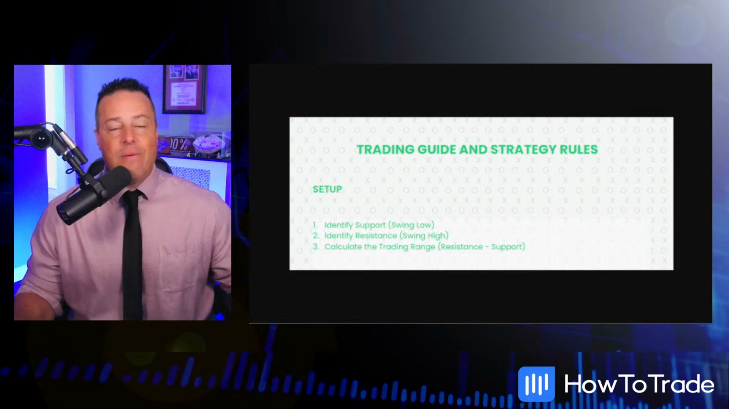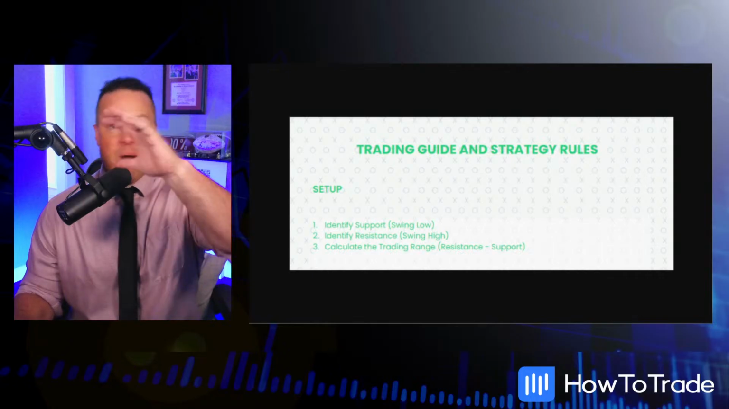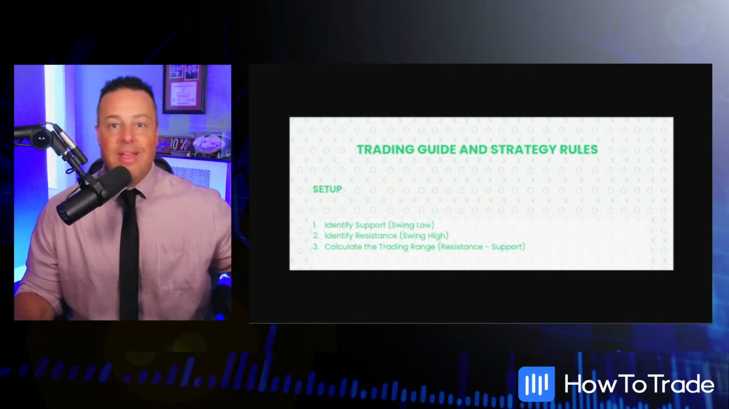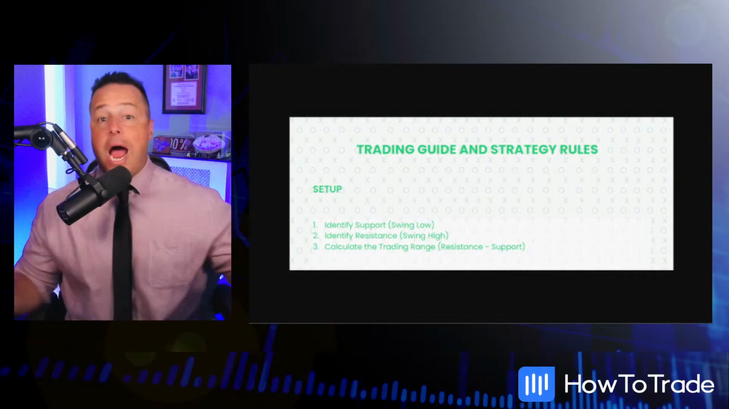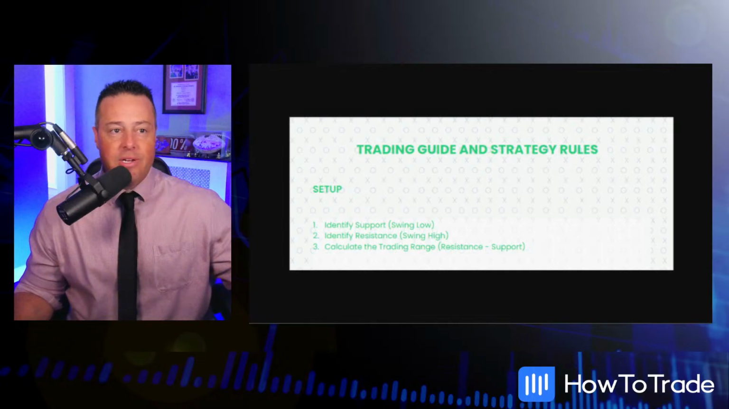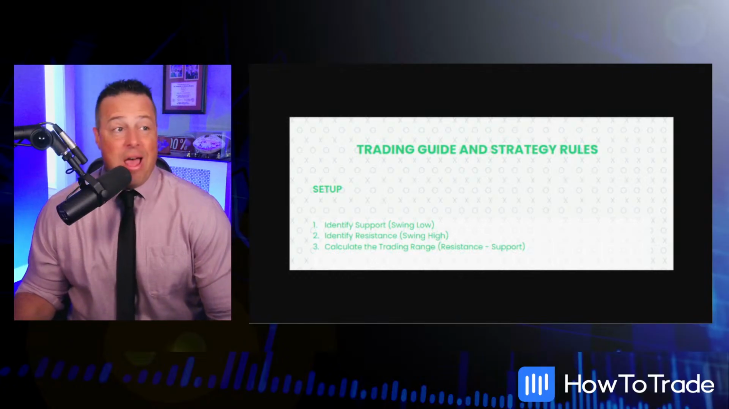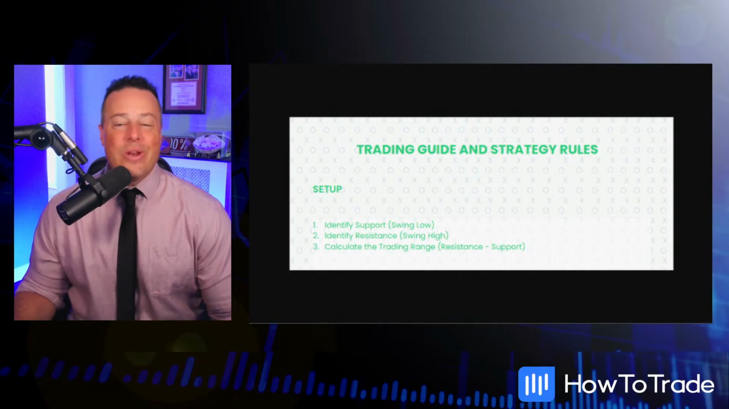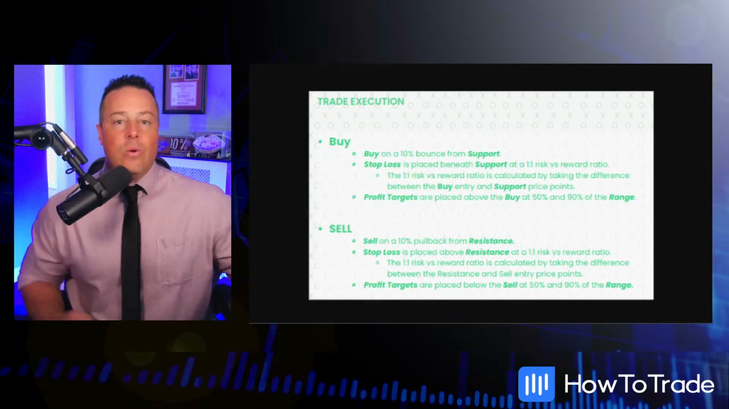Second thing, identify resistance as a swing high. That's easy. It's just a top, an upper spike, maybe a bearish liquidity sweep, whatever you want to call it. That's top side resistance. That's where the seller stepped in and said, this market's not going any higher. That's it. Third thing is we're going to calculate our trading range, resistance and support. And I'm going to give you a handy dandy little trick on how to do that. There is no math involved. We're going to use our Fibonacci tool, and I'm going to show you how to set it up for the pendulum.